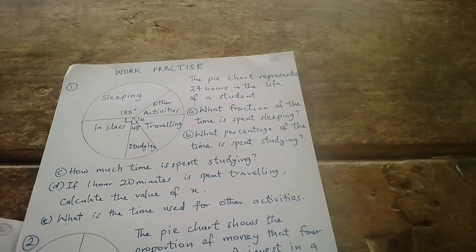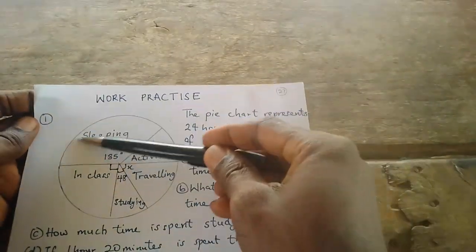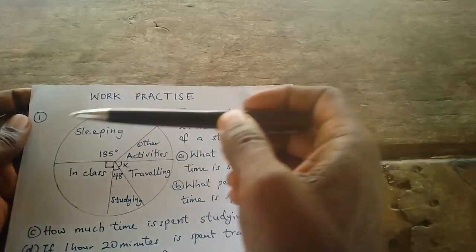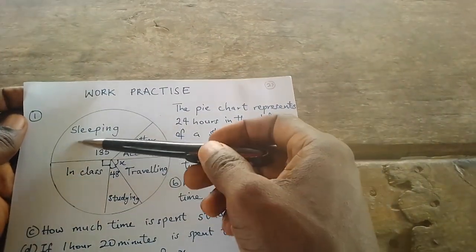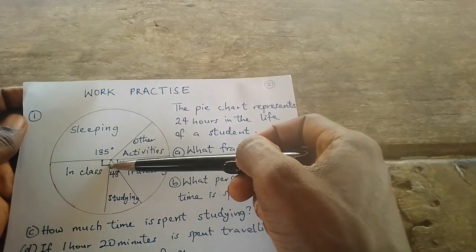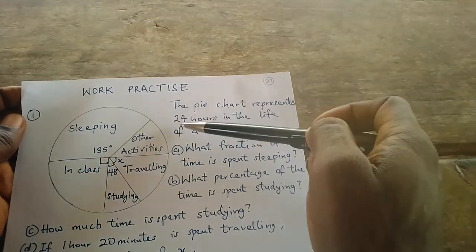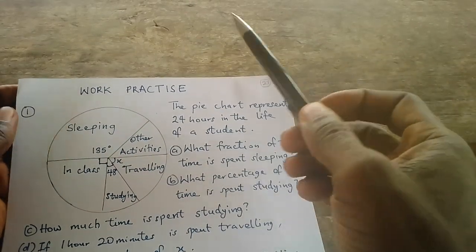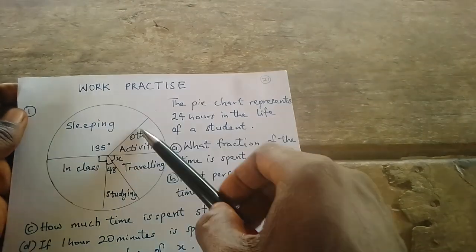Now for your work practice. Number 1: you see that in this circle, this is not to scale, but we are given some values there. The first one is for sleeping, 35 degree angle. This one represents angle 90, which is for in the class. The pie chart represents 24 hours in the life of a student, meaning how a particular student used the 24 hours of the day.